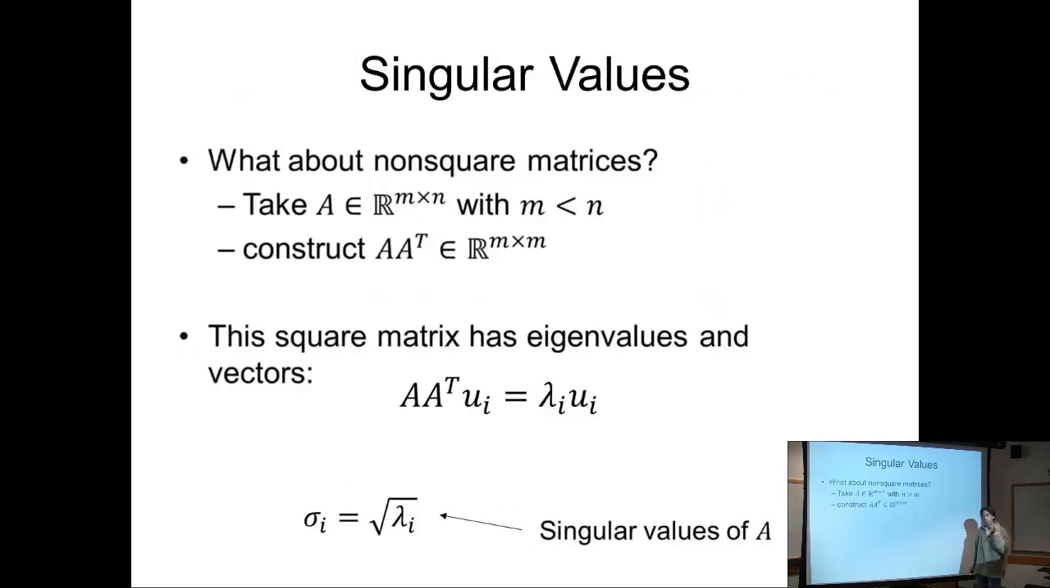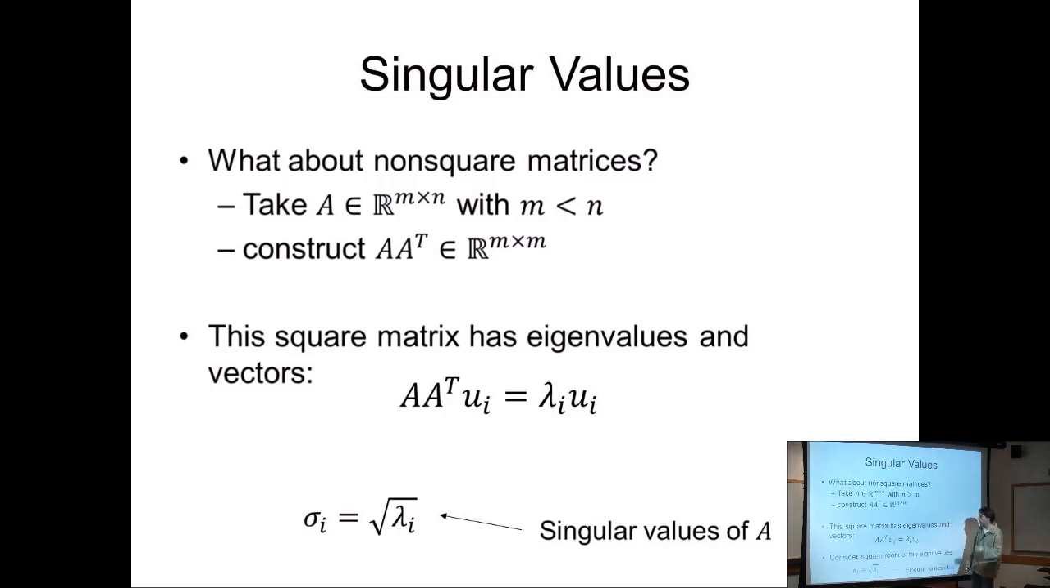So now, how does this generalize to non-square matrices? So we're going to consider first the case where A is an m by n matrix where we have more columns than rows. Here, what we'll do is we'll construct AA transpose, which will be a square m by m matrix. This square matrix has eigenvalues. Again, the eigenvalues and eigenvectors only apply to square matrices. So using the techniques we just described, we can hunt for the eigenvalues and eigenvectors of this square matrix.